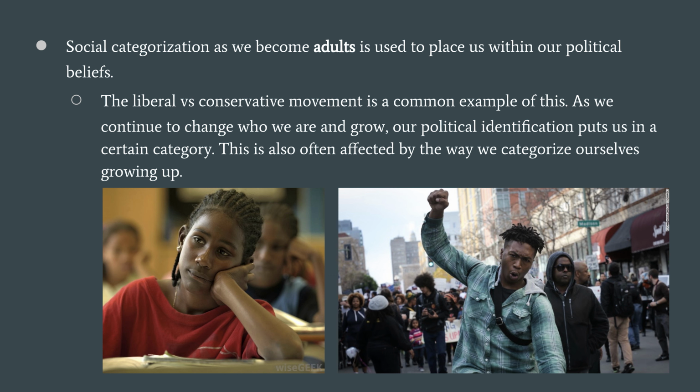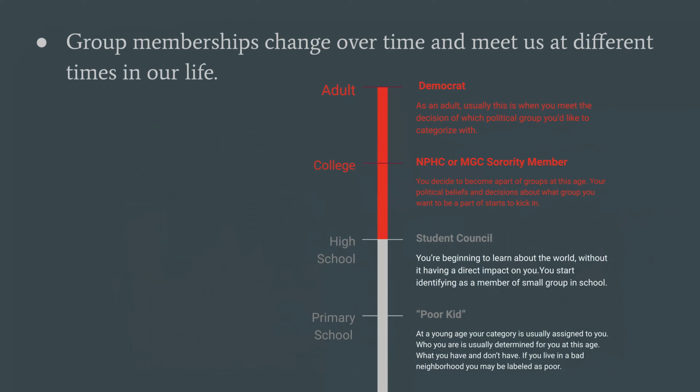This is also often affected by the way that we categorize ourselves growing up. So going back to the previous slide, the way that you grow up can affect the way that we now become and this category that we meet as a Democrat. It could result from our upbringing.